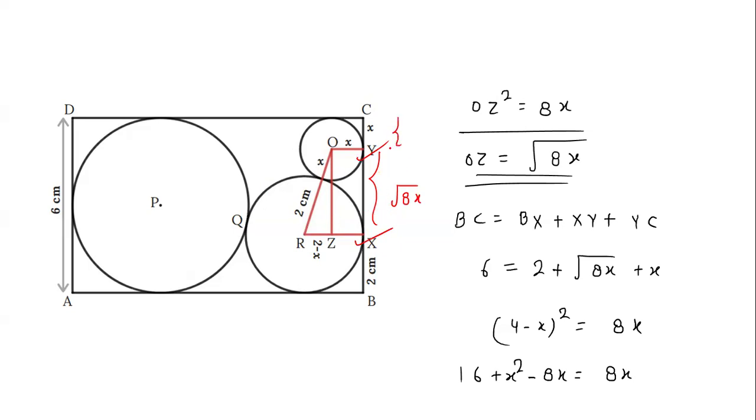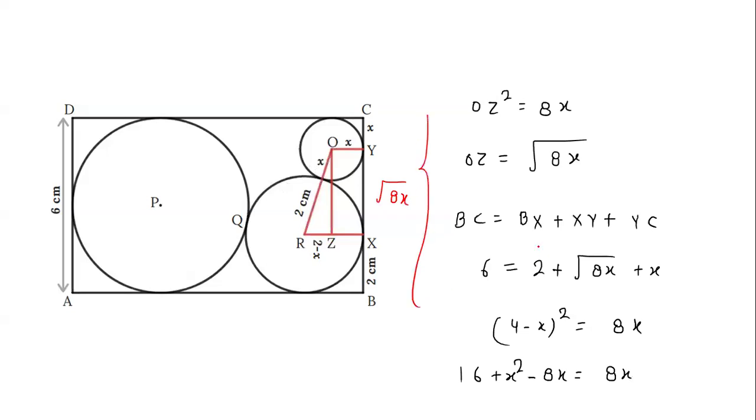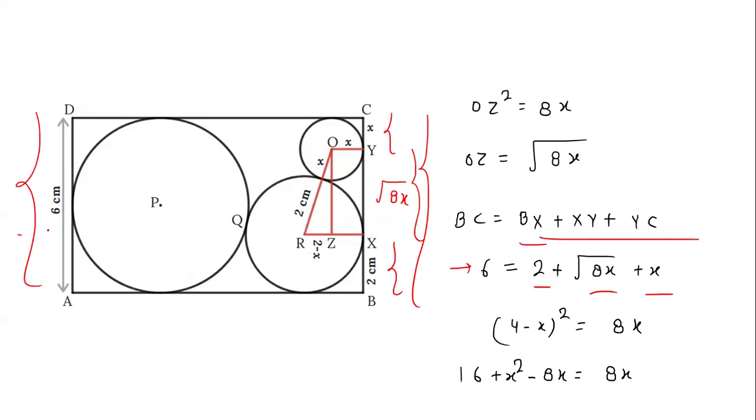We know this distance is X, which is the radius of this circle. So this CY distance is X, and this BX distance is 2, which is the radius of this circle. So now you can easily see that from here we can write this BC as BX, which is 2, plus this XY, root of 8X, plus this CY, which is X, and we know BC is equal to this AD, which is 6.